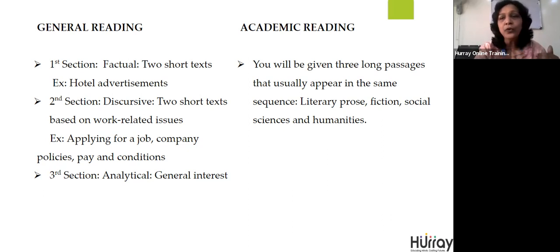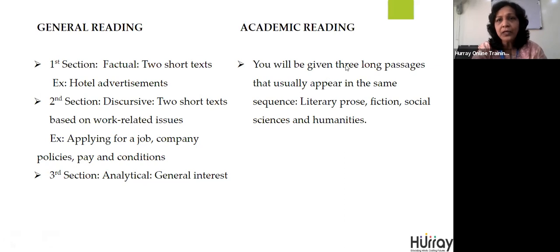Now in section 2, in general reading, that will be from 14 to 26. There are 13 questions, but those will again be divided into 2 smaller texts and smaller articles, which will all be based on work-related issues, applying for a job, maybe company policies, pay, salaries, conditions. That would be section 2. And section 3, that will be 27 to 40, would be one long passage, and it would be more of analytical topics of general interest. So this is how the structure is for the general reading.